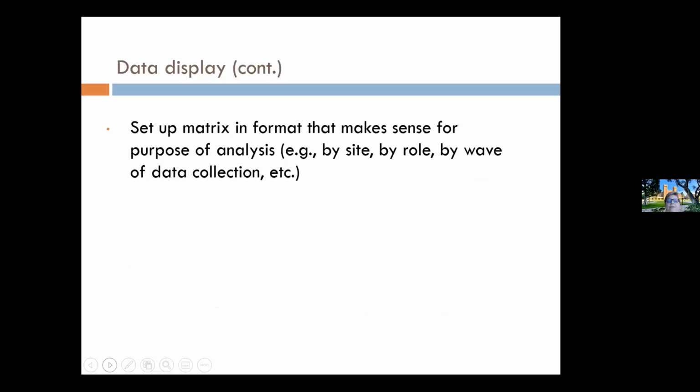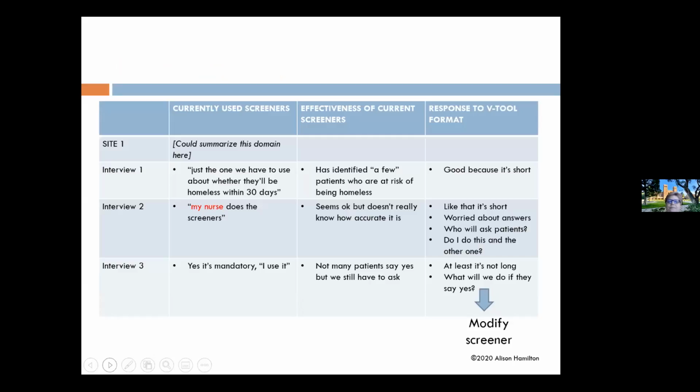You can set up the matrix in any number of formats that make sense for your analysis. You can do site level matrices, roles, waves of data collection. If you have large data sets, these can get pretty big, so you want to think about how to make spin-offs of the matrices so that they're manageable. Maybe you're not going to include all of the domains. Maybe you're only going to do it by certain subsets of your sample, because otherwise they get really large and unwieldy. This is just an example. I'm going to go 2 more slides and then I'll take questions.